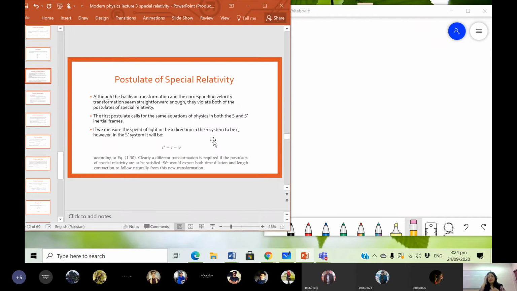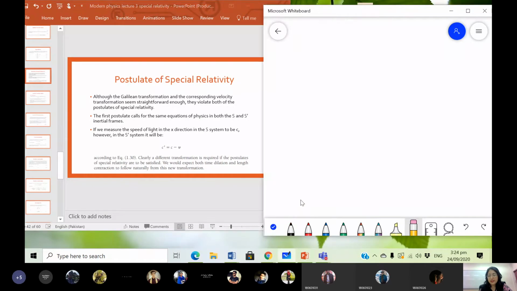Basically, if we measure the speed of light. One postulate of special relativity is that the speed of light c is not going to change with any reference frame, right? c will always remain the same. The light went off for a second. So the speed of light will always remain the same. It will always remain this value, approximately 3 into 10 raised to power 8 meters per second.